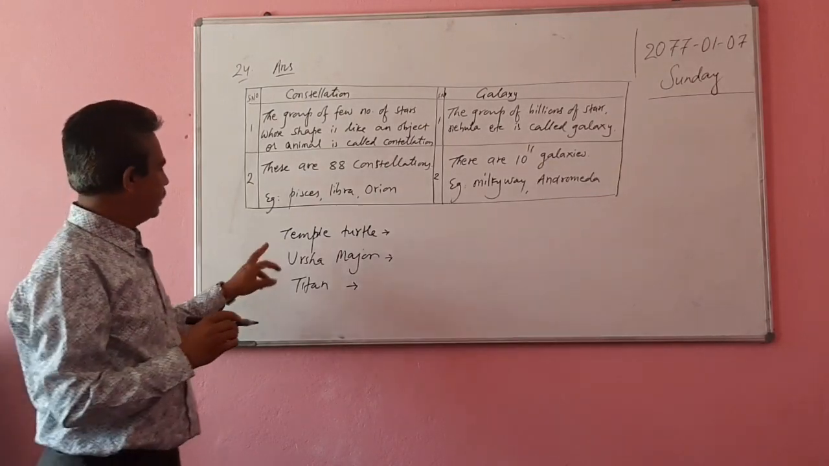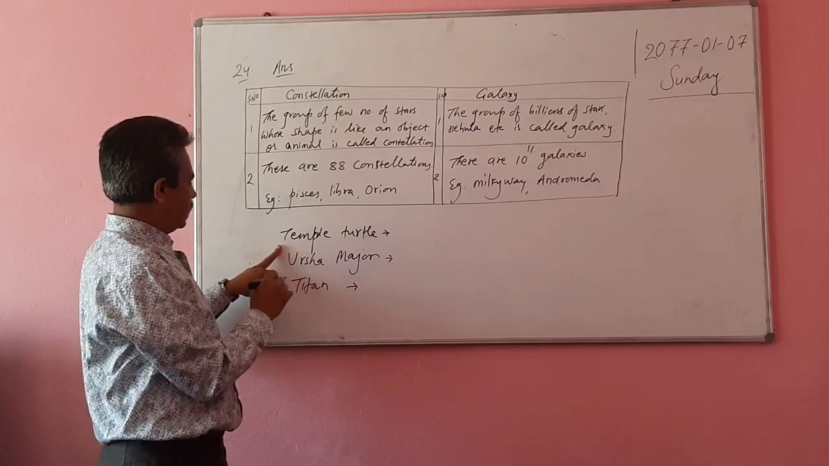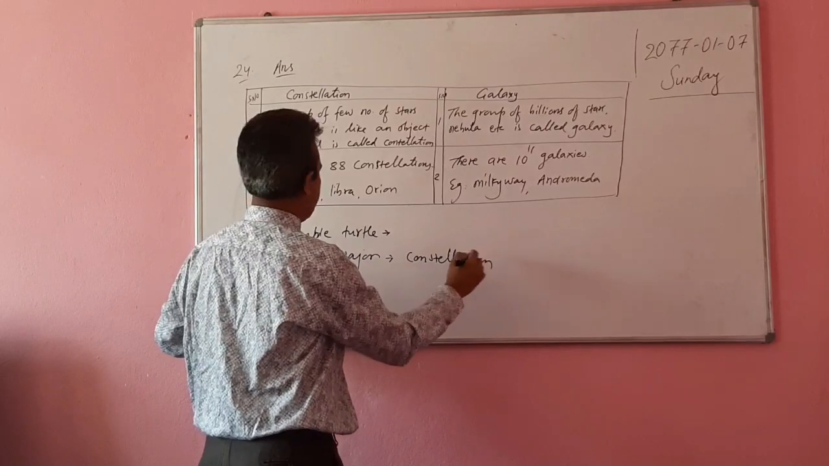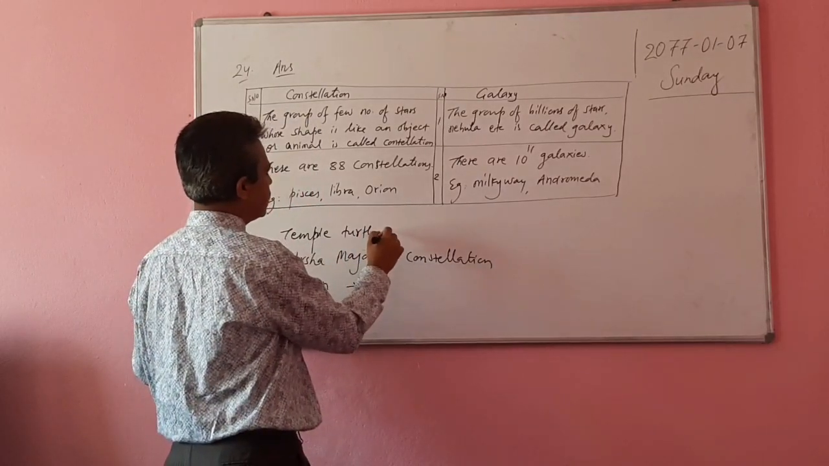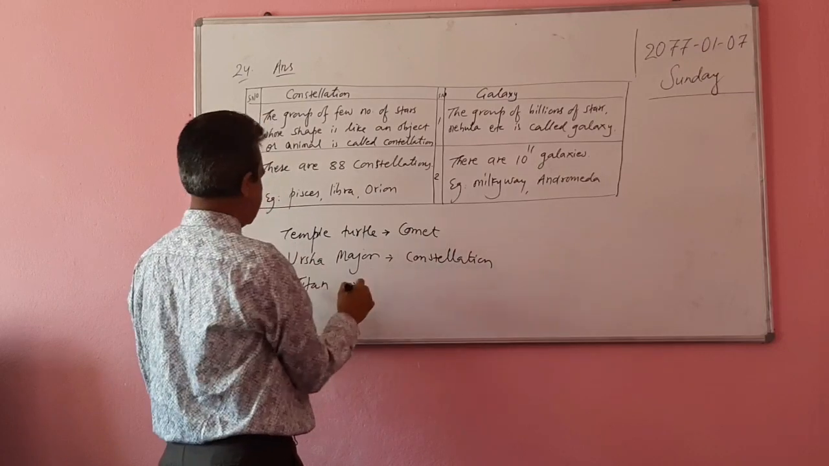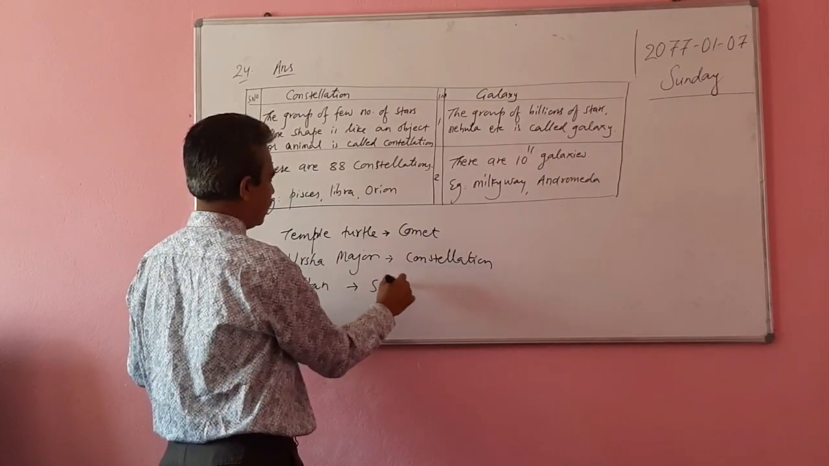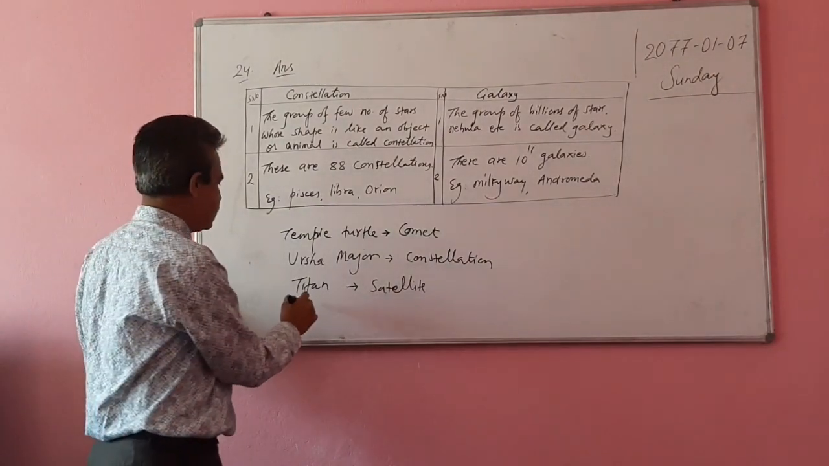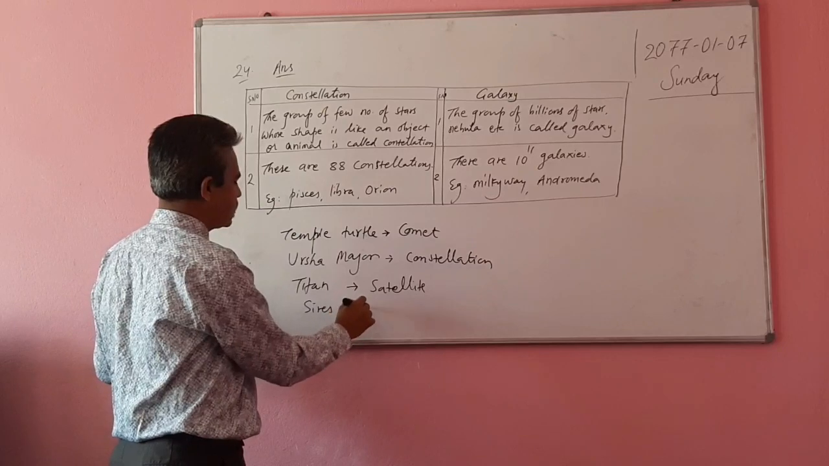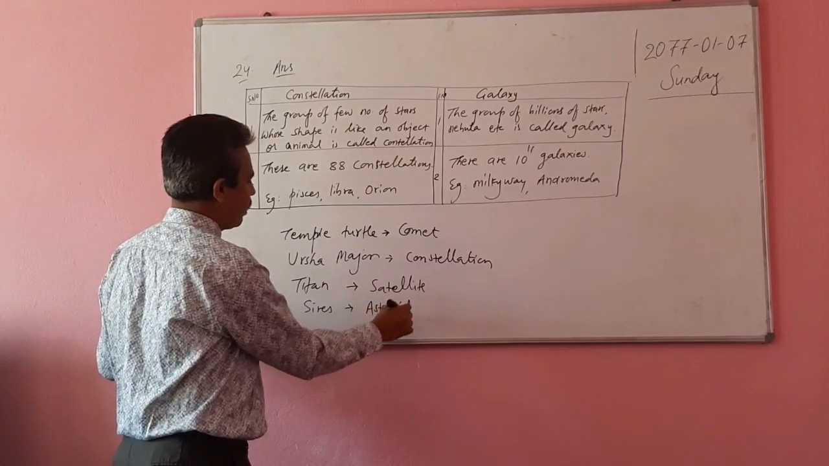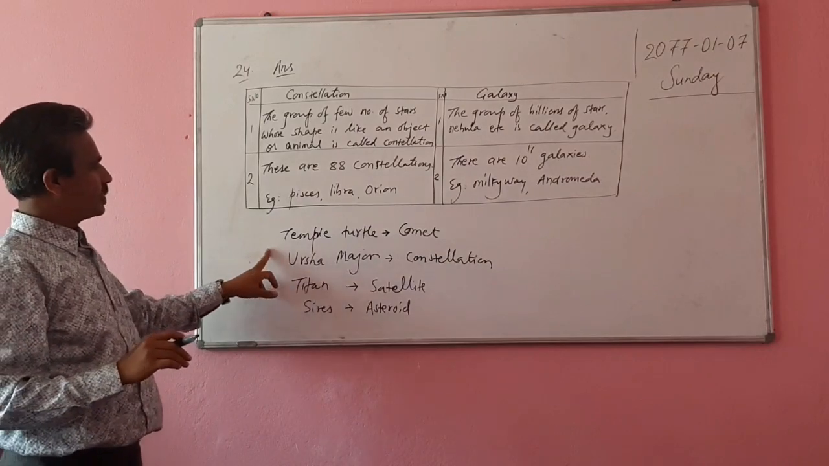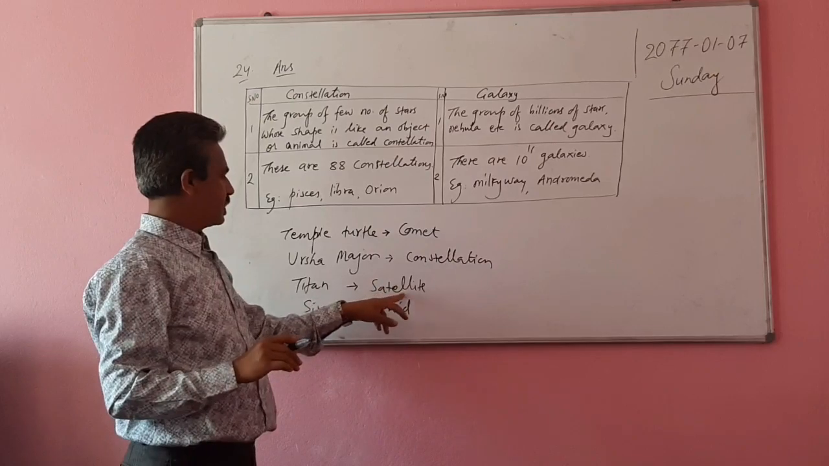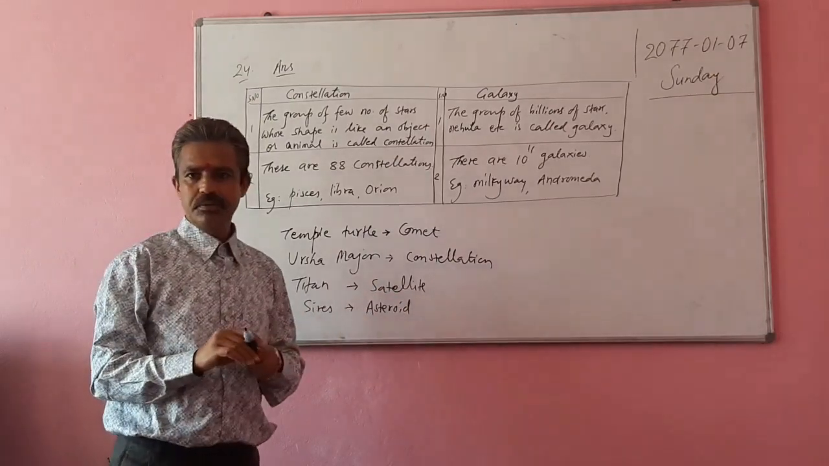So here Ursa Major is a constellation, Tempel-Tuttle is a comet, Titan is a satellite, and what is the next one? Sirius, that is an asteroid. Okay students, Tempel-Tuttle, comet; Ursa Major, constellation; Titan, satellite; Sirius, asteroid.